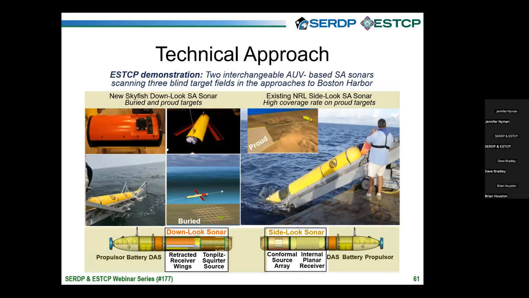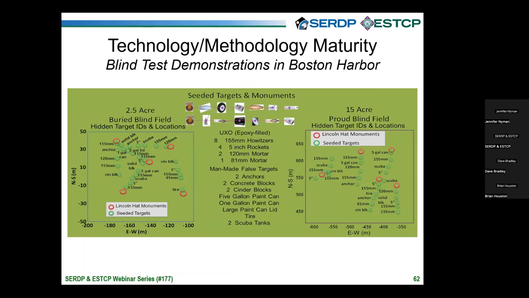So for the surveys themselves, we basically used the same AUV as I've been discussing, two different sonars. We went out and ran against the buried fields using the look-down sonar. We also did the slightly longer range proud case, again with the same AUV, slightly different sonar. And here in the blind test, you can see the laydown of, in this case, the 2.5 acre buried minefield. We have the location of the Lincoln hats shown here. We also show you the clutter as well as the UXO that was known only to the people that laid the field down. So we didn't know about this. This was blind to us.